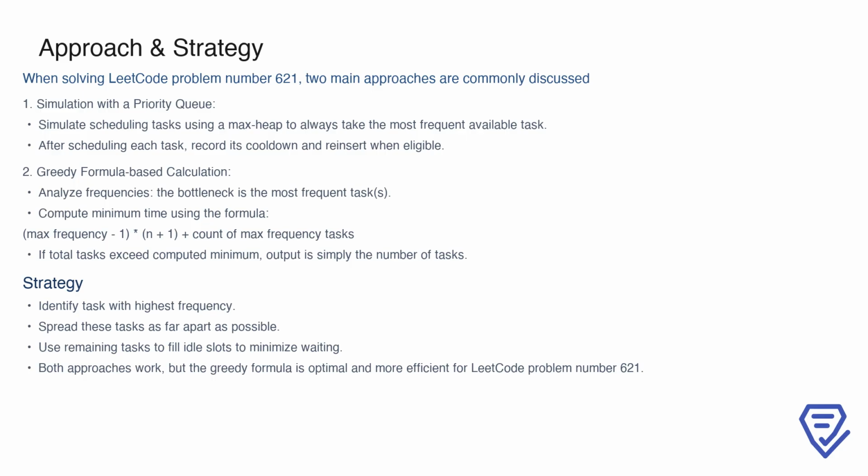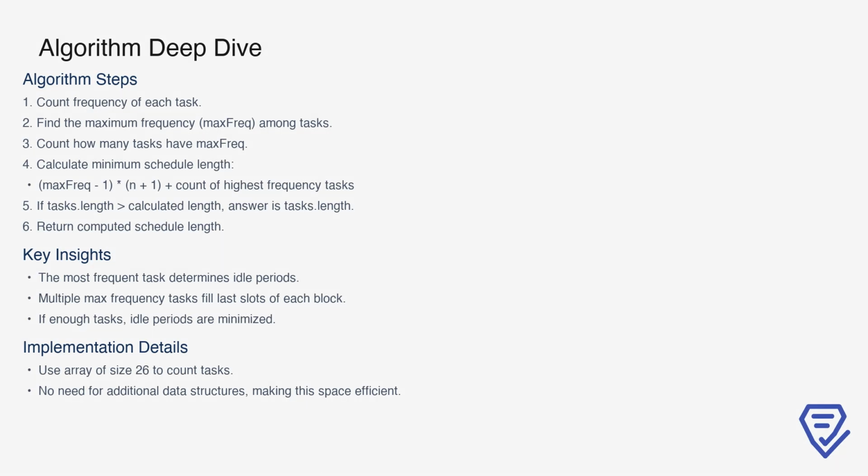Let's look deeper into how this works. For LeetCode Problem number 621, the step-by-step greedy algorithm begins by counting the frequency of each task letter. Next, we identify the highest frequency and count how many task types share this maximum. To minimize idle periods, we lay out the schedule in blocks.